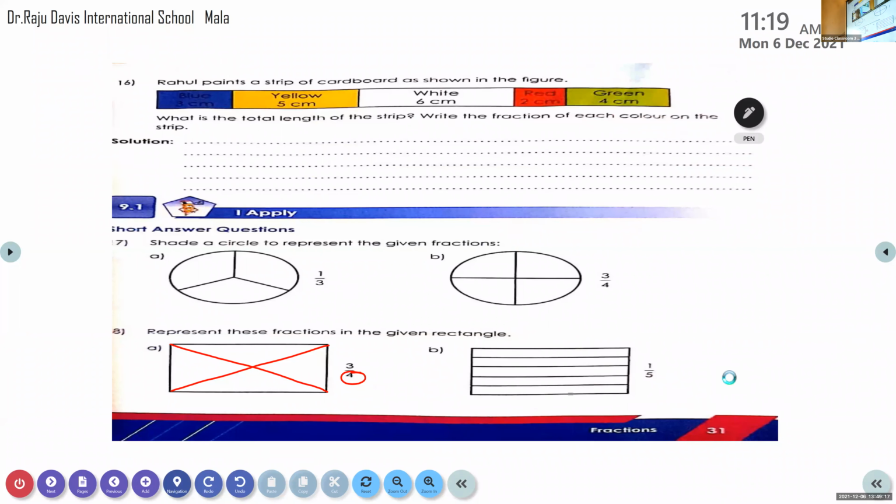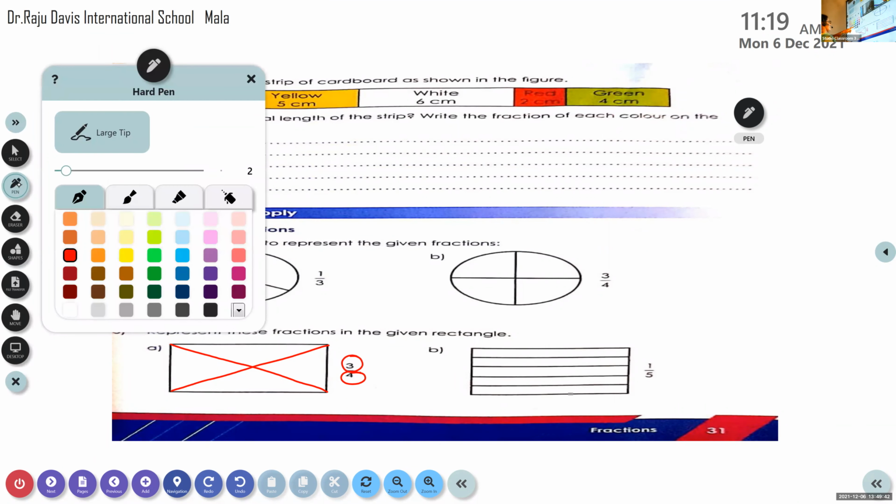Okay. So the first figure has to be divided into 4 parts because it is given 4 as the denominator. So the total parts should be 4. And how many parts have to be shaded there? 3 parts have to be shaded because the numerator is 3. So shade 3 parts either using a color pencil or crayons or your pencil itself.